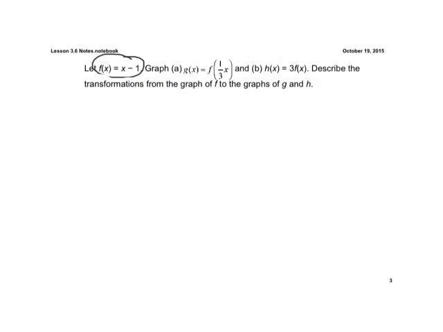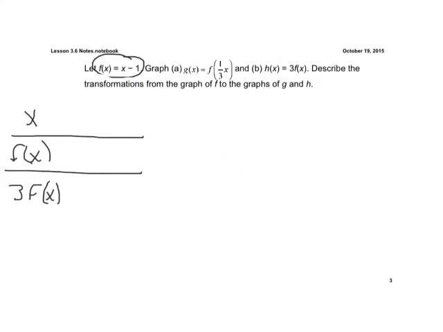Now part B says h of x equals 3 times f of x. Again, let's make our table. We're always going to start by making our table here. We're going to have x, we're going to have f of x, and we're going to have 3 times f of x. Now, we have a number being multiplied by our function, so like we said before, we know it's going to be a vertical stretch or shrink.